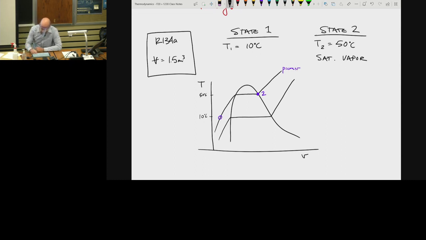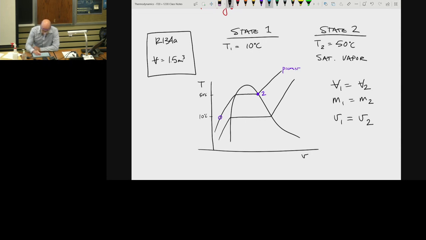What they told me was that it's a rigid tank. So rigid tank means that the volume 1 is equal to the volume 2. That's what rigid tank means. And it said it was a closed system, so mass 1 is equal to mass 2. If the volume doesn't change and the mass doesn't change, then the ratio of volume over mass wouldn't change, so the specific volume 1 has to equal the specific volume 2.